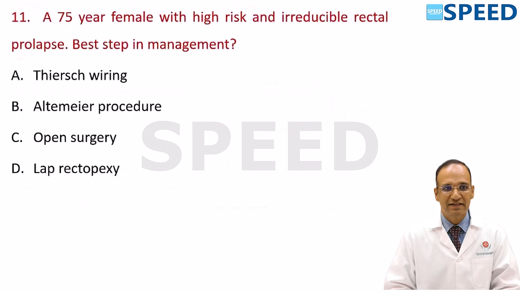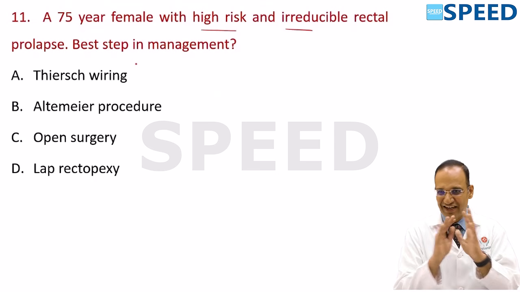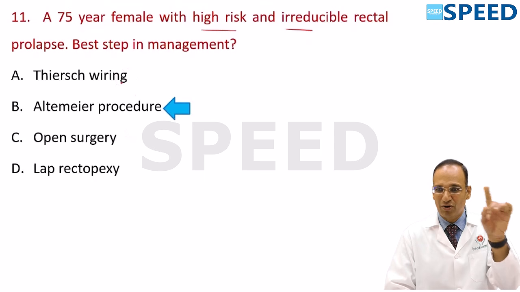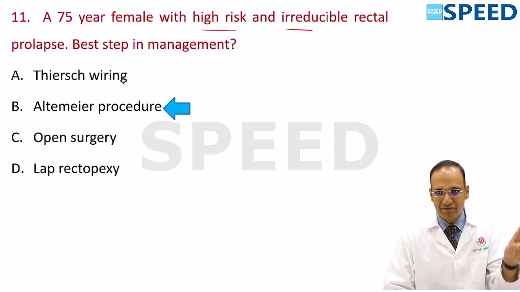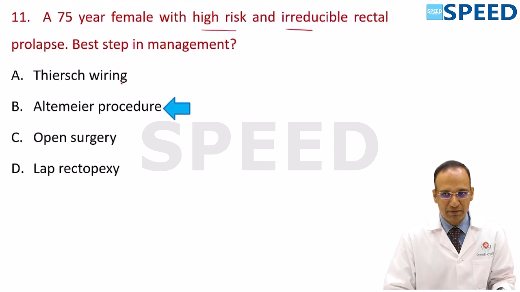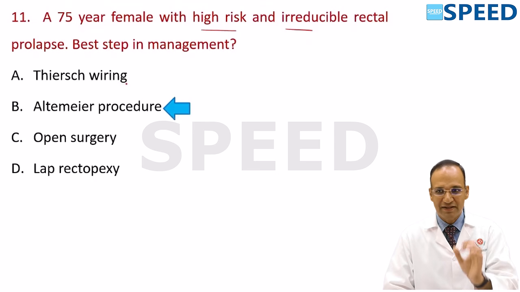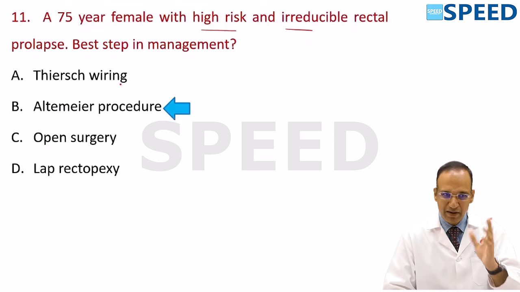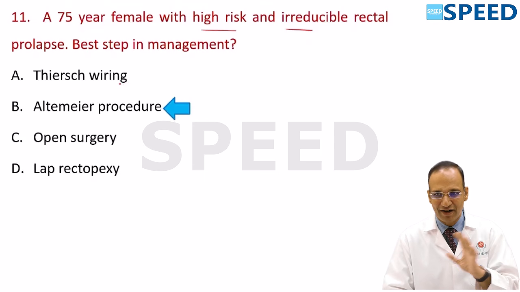Clear? Yes. A 75-year-old female with a high-risk and irreducible rectal prolapse. The best treatment is very clear: irreducible, high risk, resect and anastomose. So the procedure is called Altemeier's procedure. Altemeier's procedure is resect and anastomose. Thiersch wiring is a localized procedure. They do a circumferential or purse-string monofilament suture and place it, and once the primary offending cause is treated, you remove it. And mostly Thiersch wiring is done in children, not in adults.